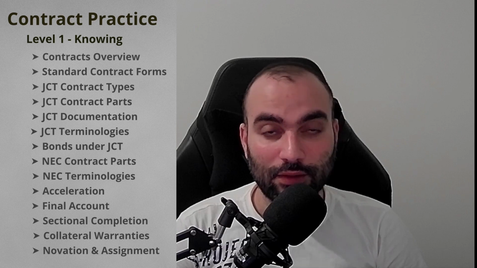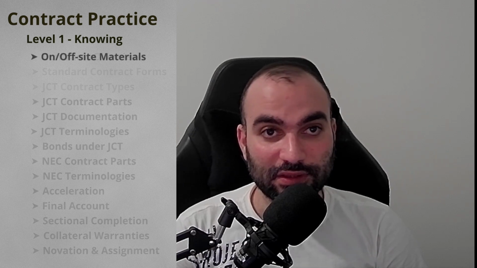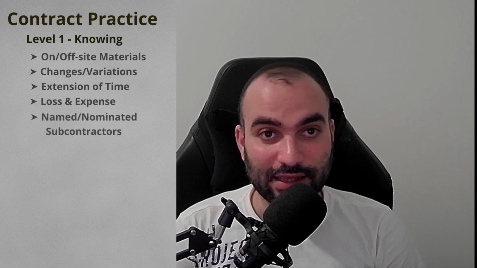And then we're going to be discussing two important terminologies, which are the innovation and assignment. We're going to be explaining what we should do as quantity surveyors for materials on site and off site, in addition to how to deal with changes and variations. We're going to be expanding on the extension of time and the loss and expense claims, understanding what are the relevant events and relevant matters that give rise to extension of time claims and loss and expense claims, in addition to what is meant by a named subcontractor and a nominated subcontractor.